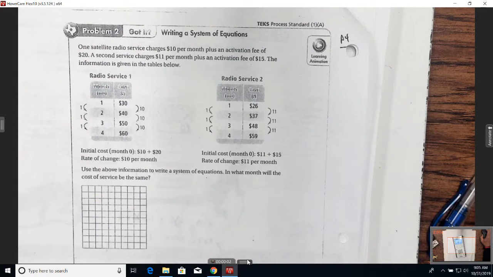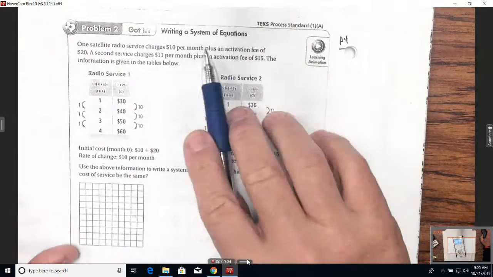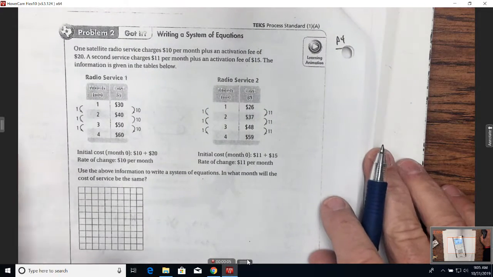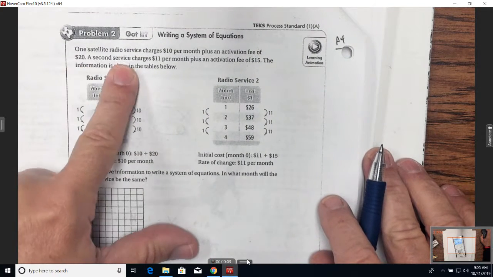All right, so where we left off yesterday, it was on problem 2, writing a system of equations. So here's the problem. One satellite radio service.